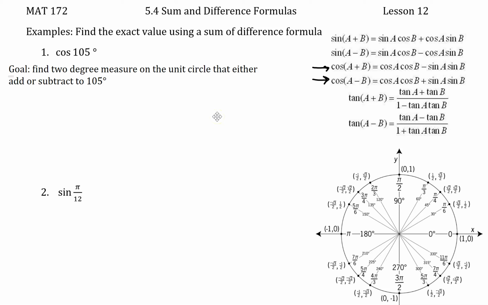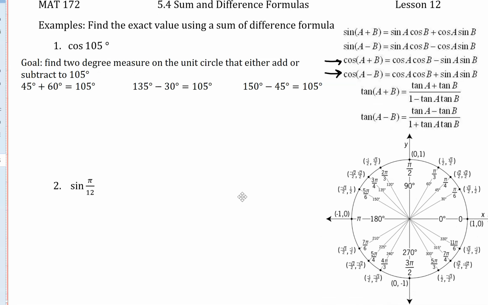We can use a sum of 45 degrees and 60 degrees. 45 plus 60 will add to 105. Or we could use the difference of 135 degrees minus 30 degrees. That also subtracts to 105 degrees. Or we could use the difference of 150 minus 45 degrees. That's a difference that also subtracts to 105 degrees. Any of those combinations, or any other combination that adds or subtracts to 105 degrees, would work.